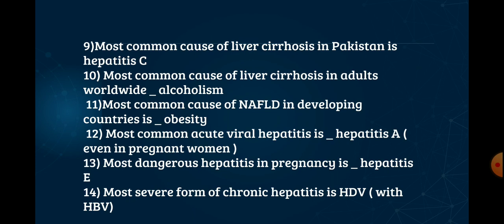The next slide. Most common cause of liver cirrhosis in Pakistan is hepatitis C. You have seen in clinics that most of the cases of cirrhosis are coming with hepatitis C. You do not have to confuse it with another MCQ, that is the most common cause of liver cirrhosis in adults worldwide, that is alcoholism, because of its frequent usage outside Muslim countries, and that forms the major population of cirrhosis as well. So alcoholic cirrhosis is the most common overall, and if asked specifically about Pakistan or asked about which hepatitis or which virus causes it, then it is hepatitis C for cirrhosis.